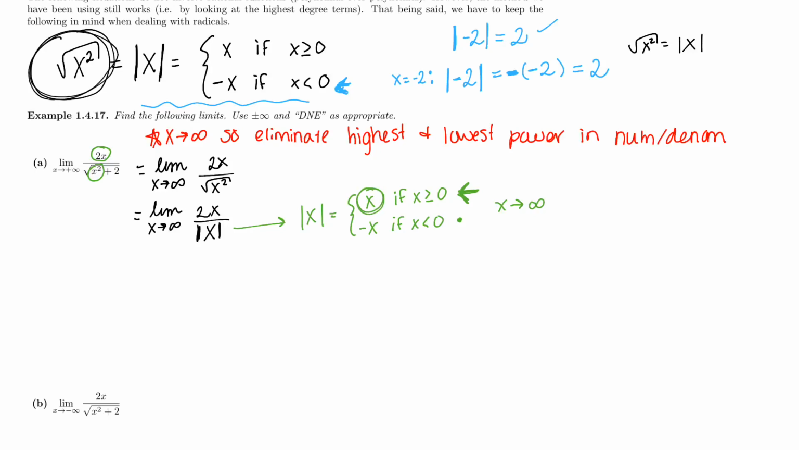We would use the top piece, which is just x. So in this case, because x is going to positive infinity, I can say that the absolute value of x is just x. And now those x's cancel. So we have the limit as x goes to infinity of 2, and the limit of a constant is just the constant itself.